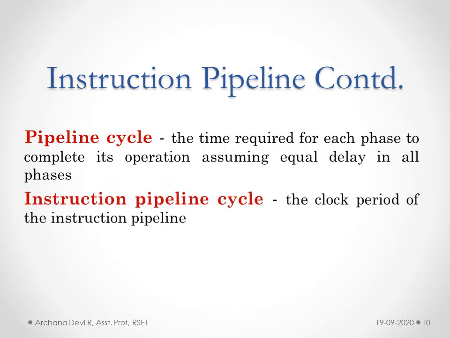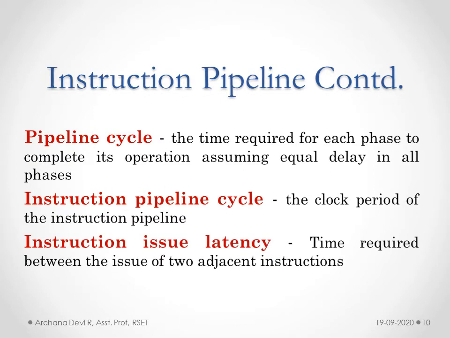Variable clock cycle time is rarely used. Then instruction pipeline cycle is the clock period of the instruction pipeline. What is the clock period, or the clock rate, of the instruction pipeline? That is instruction pipeline cycle. Then instruction issue latency, the time required between the issue of two adjacent instructions. That is, you are pushing the instructions into the pipeline, right? So what is the time between the issue of two adjacent instructions? That is instruction issue latency.